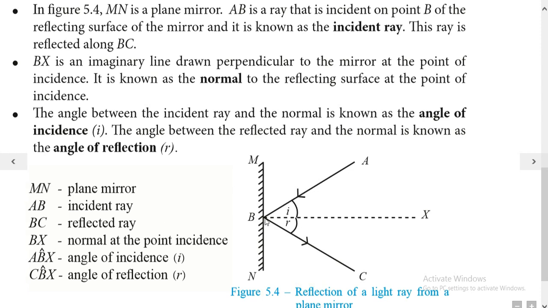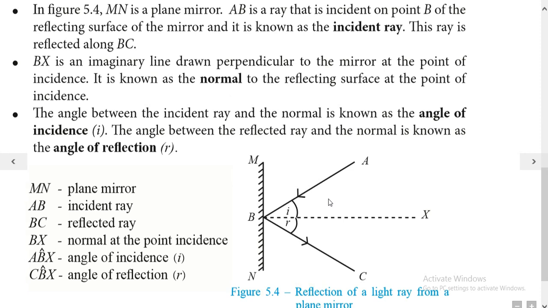Then point B is the point of incidence. These light rays fall onto one point of the mirror, in the middle part of the mirror. That is the point of incidence. Two other very important things are the angles: the angle of incidence, I, and the angle of reflection. The angle between the incident ray and the normal is the angle of incidence, I. R, the angle of reflection, is the angle between the normal and the reflected ray.